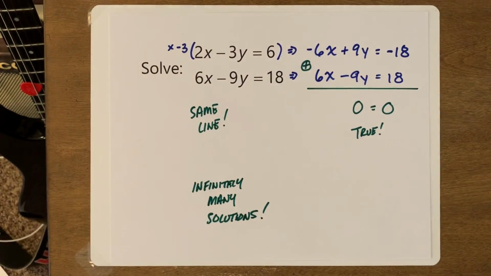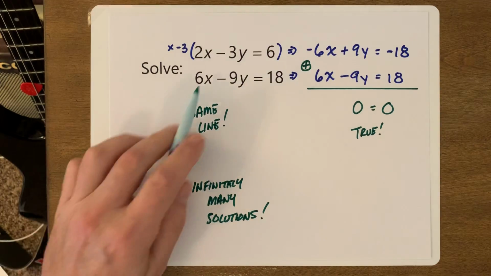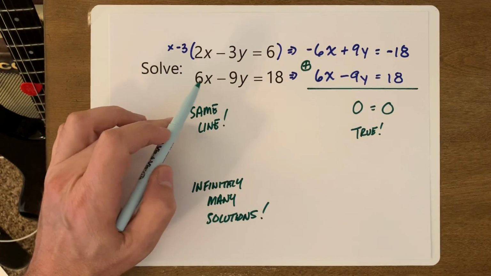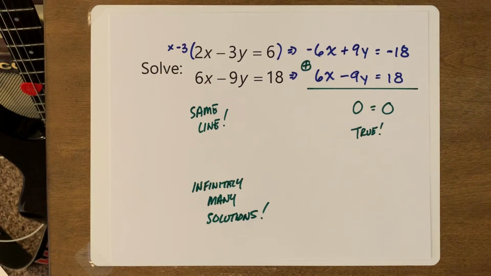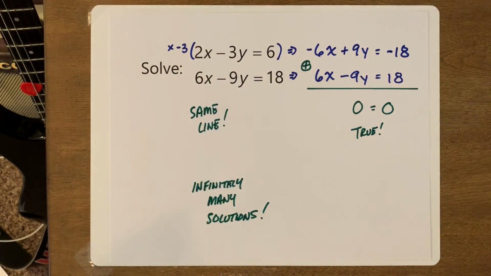I don't like to use the term all real numbers because if I say all real numbers, that's not exactly true for this because each solution is an ordered pair, not just a real number. So infinitely many solutions just means anything that's a solution to one is going to be a solution of the other one. And so I'm not getting any new information there. So there are infinitely many solutions for that one.